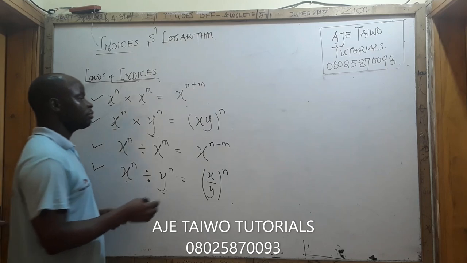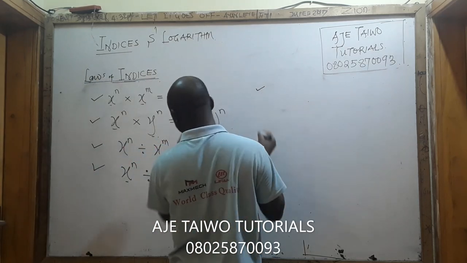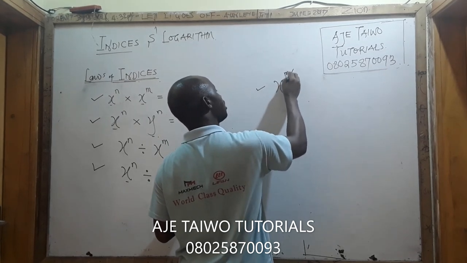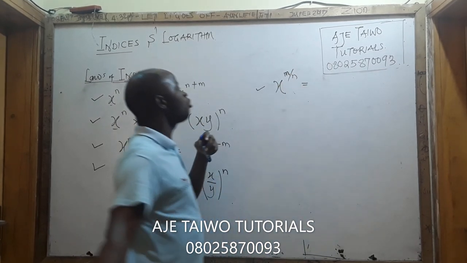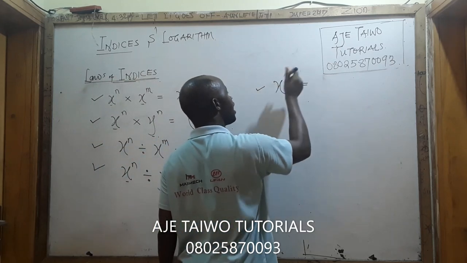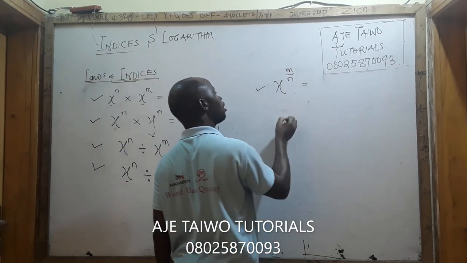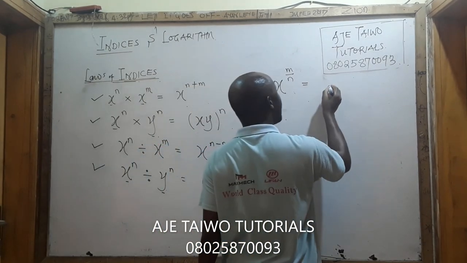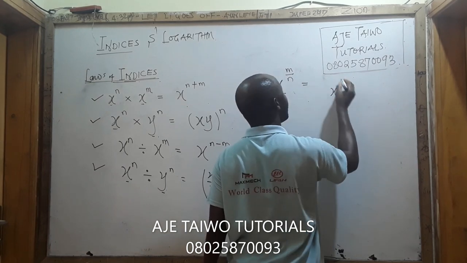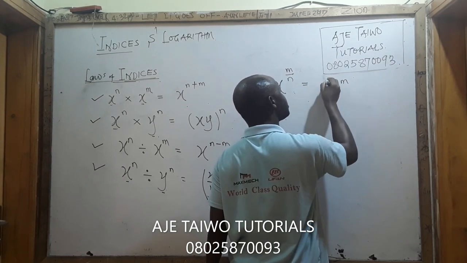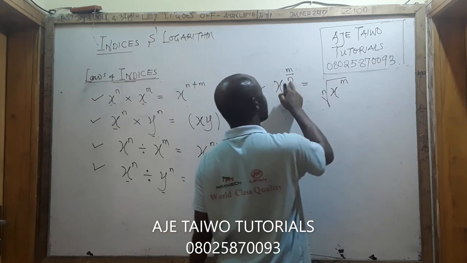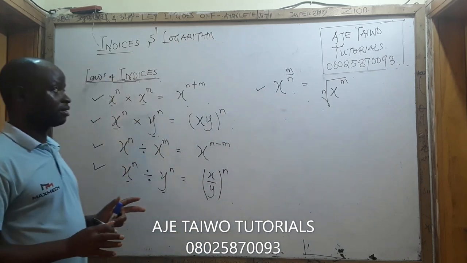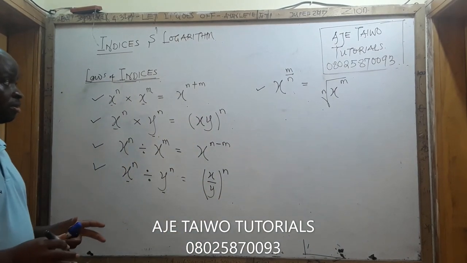Now, what if we have x raised to the power m over n? Anybody, what is x raised to m over n? This will become x raised to m, then the nth root. This is the nth root of x to the power m. We'll get to all these things when we are solving.